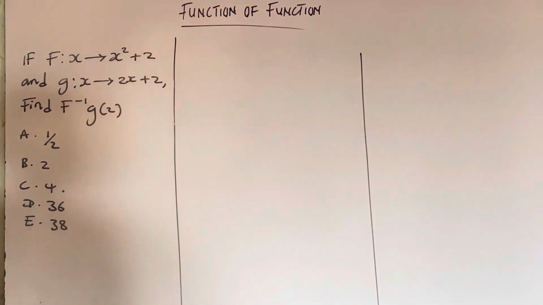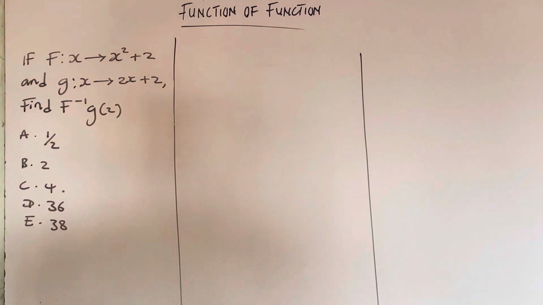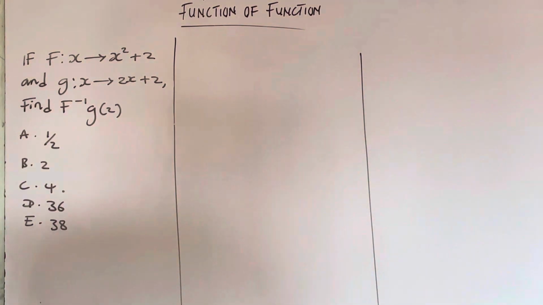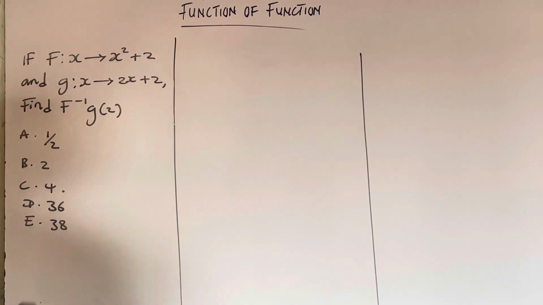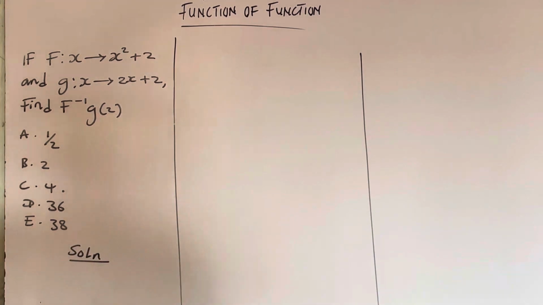Let's get started. It says if f of x is equal to x squared plus 2 and g of x is equal to 2x plus 2, find f inverse g of 2. Now, solution. What do you do?